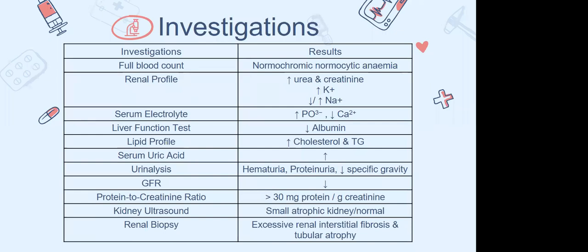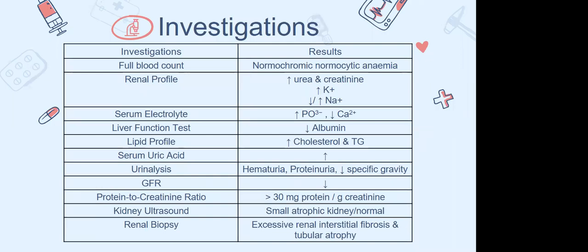So usually the first investigation that we order in a patient who has chronic kidney disease is a full blood count. The usual result in the patient is normochromic, normocytic anemia. The second one, we order a renal profile. In the renal profile, we have high readings of urea and creatinine, also high potassium, and maybe hypernatremia or hyponatremia. We should also check serum electrolytes, and there is an increase of phosphate but loss of calcium, hypocalcemia and hyperphosphatemia.